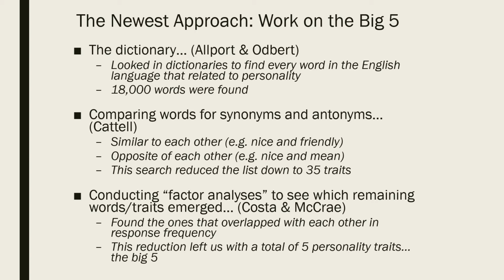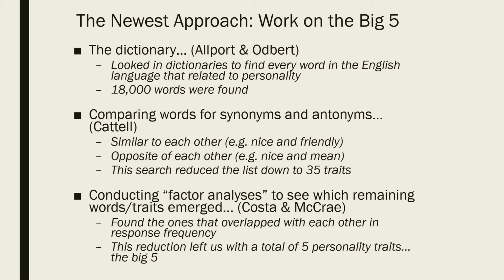So Allport had several graduate students, undergraduates, and himself dig through word after word in the English dictionary, and eventually they published a list of about 18,000 words that they said seemed to be indicative of what we would consider traits. For the most part, this is where Allport stopped, surmising that it was going to be almost impossible to get that list down to a manageable number.